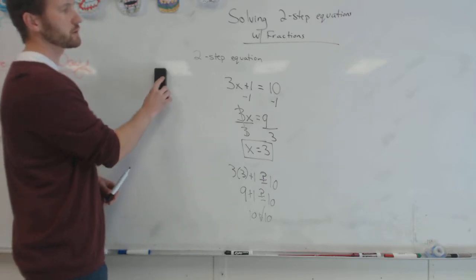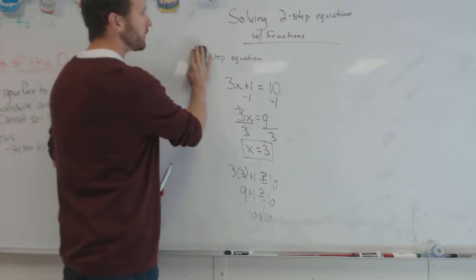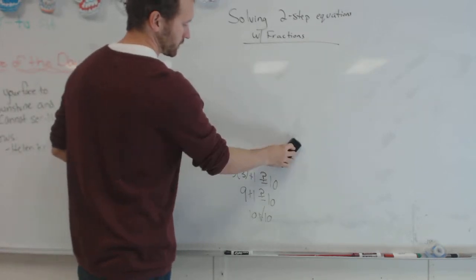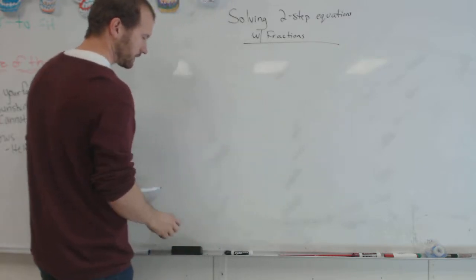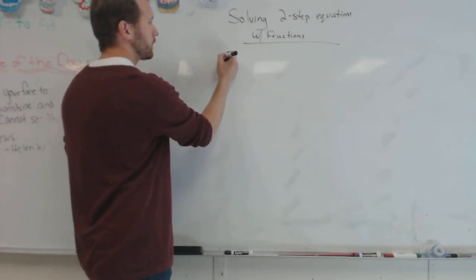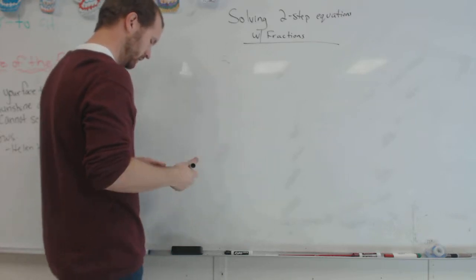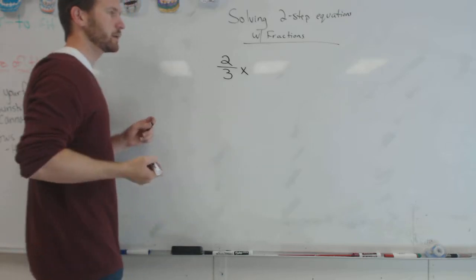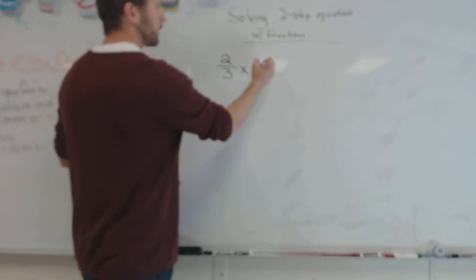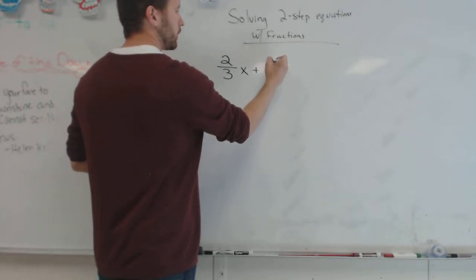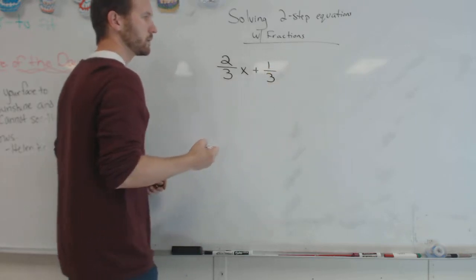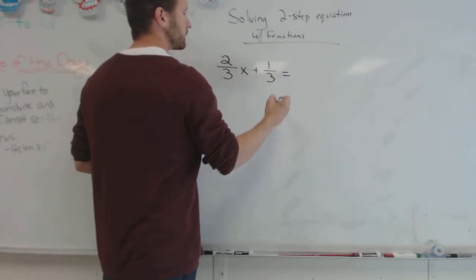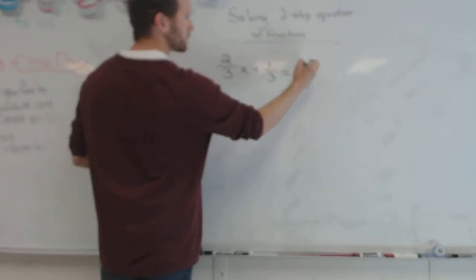Two-step equations. So what if we have an equation like this: 2/3 x, which means 2/3 times x, plus 1/3 equals 9/3.